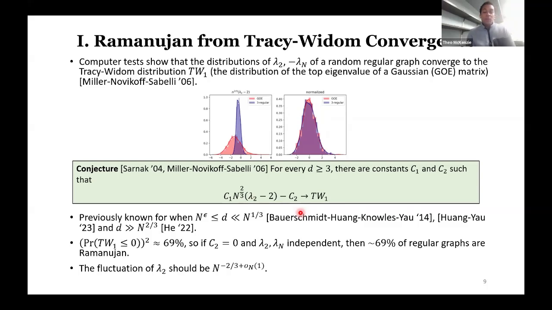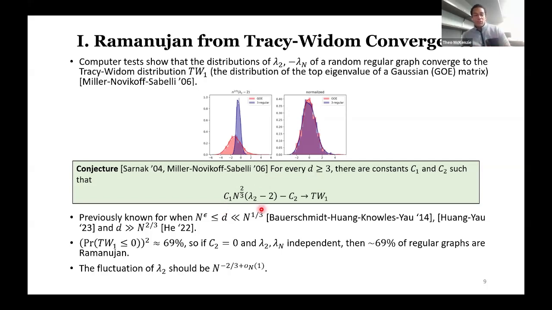Okay, let me just note that this conjecture has already been known if I allow d to increase as some polynomial function of the number of vertices, due to these various works. However, what we're interested in for this talk is when d is fixed, so when d is some constant.